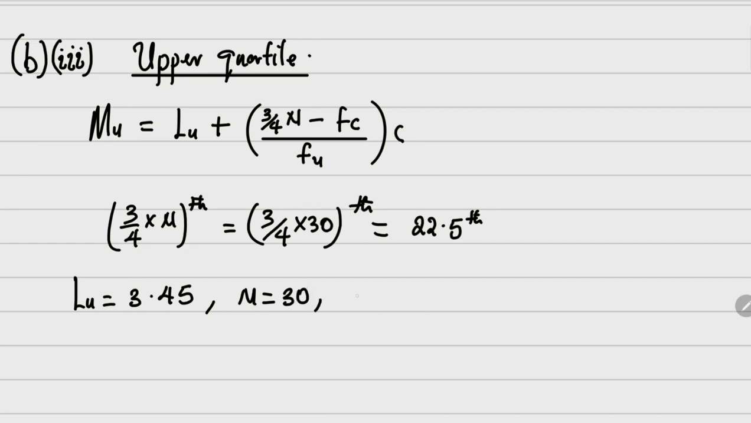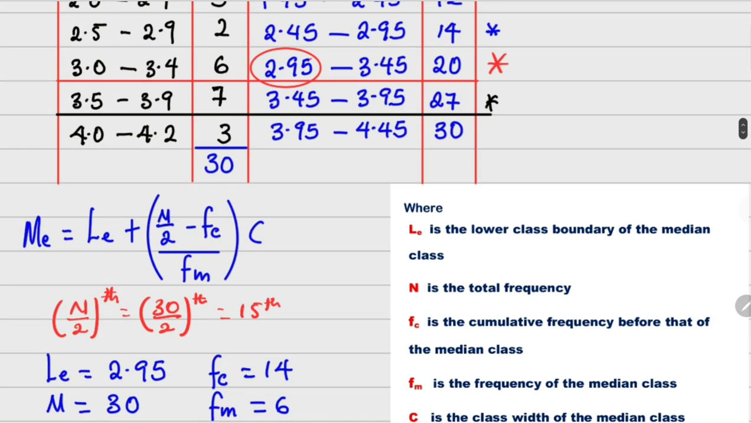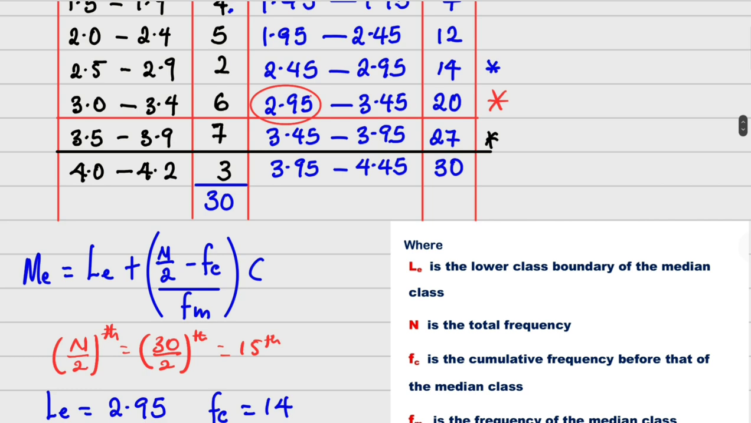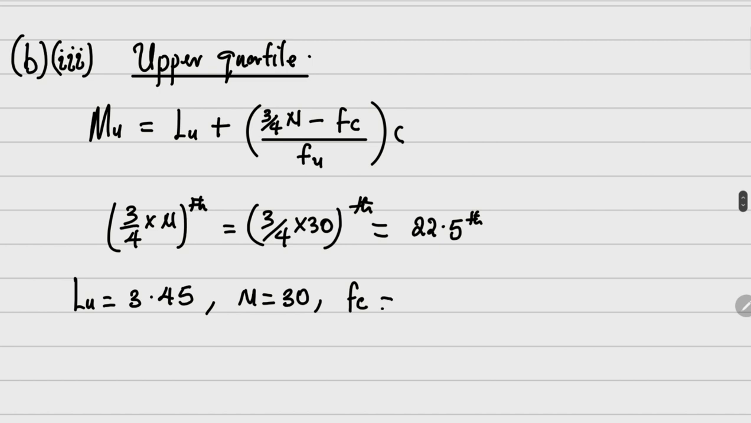Then we will now talk about our FC, that is cumulative frequency before that of the upper quartile class, which you can see here is 20, all right, this one. So we will come down to signify that this is equals to 20. Then going to the table, you will now still find out that the frequency of that particular class, FU, is 7. Then of course the class width does not change, so C is 0.5.